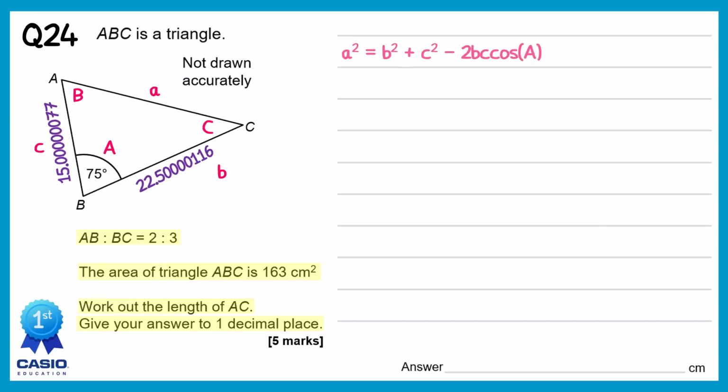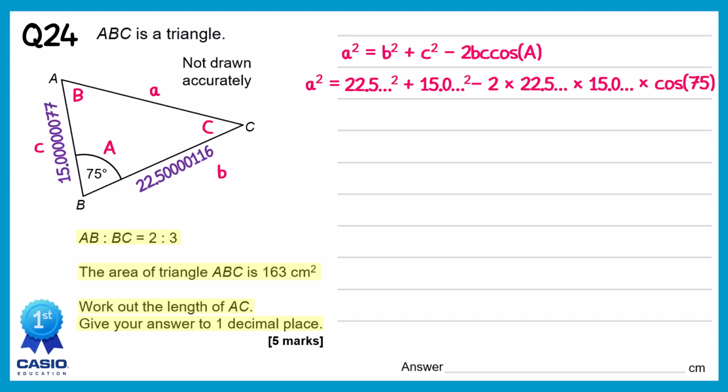We then use this formula here. So we have a squared equals b squared plus c squared, so our numbers of 22.5 and so on squared, plus 15.0 and so on squared, minus 2 times b times c, so minus 2 times 22.5 and so on, times 15.0 and so on, and then times cos of A, so cos 75.